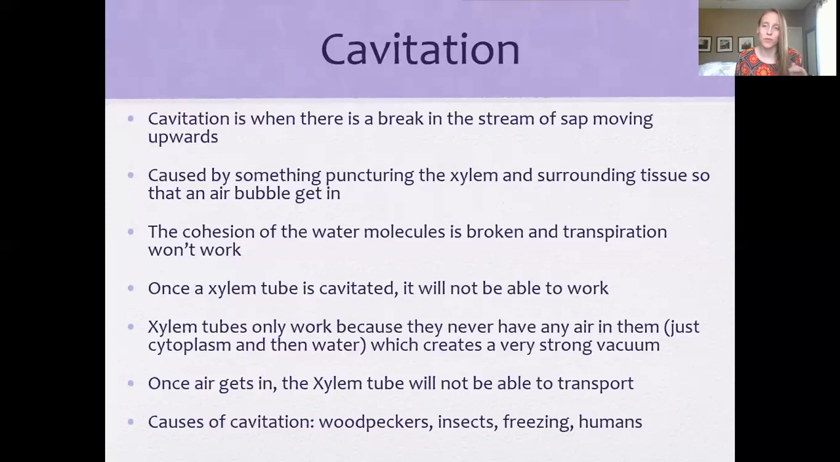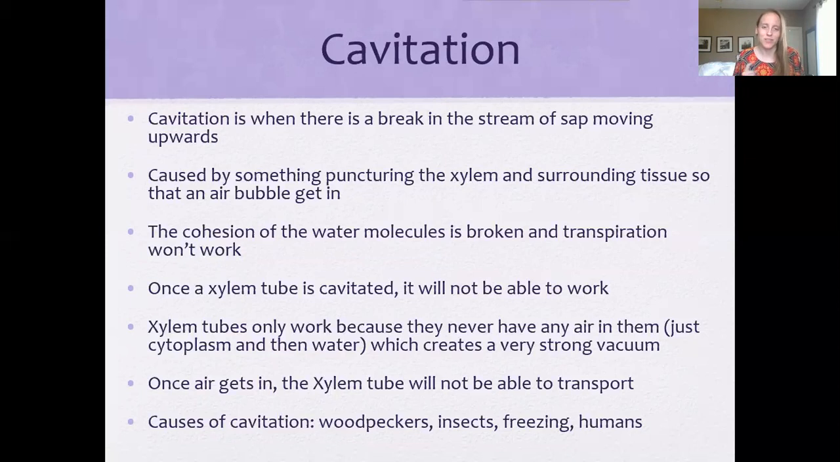Xylem tubes can only work because they exist in a vacuum. Once air gets in, you have broken that vacuum. So this would be like if you've ever had a straw and when you went to get the wrapper off, you punched it against the table too hard and bent it and cracked the straw a little bit. And then when you go to suck something up out of the straw, you just suck air in instead of actually sucking up your drink. That's essentially what cavitation is.